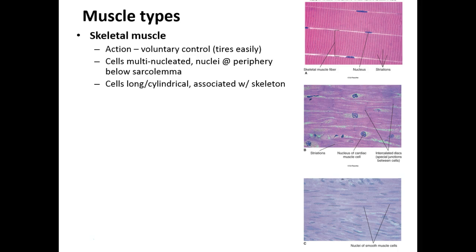So skeletal, these are the ones that you control voluntarily, right? These are the ones when you're running, you're telling them to run. They tire very easily. They are multinucleated. So these little purple flat things here, these are nuclei of those skeletal muscle fibers. Okay, so they're at the periphery below the sarcolemma, and you have very long cylindrical muscle cells, and they're associated with our skeleton because our skeleton provides the fulcrum for the muscles to attach to.